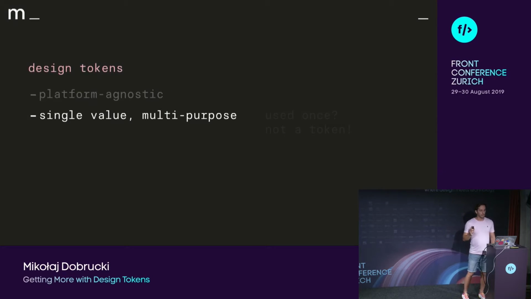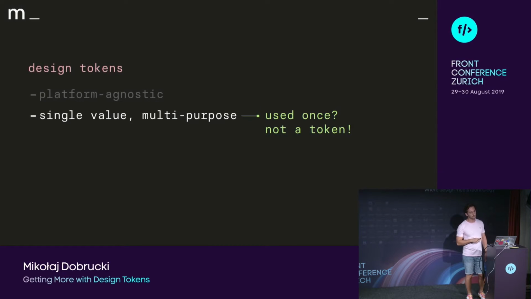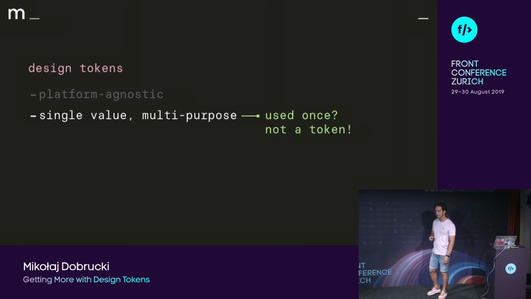Another thing, single value, multi-purpose. Design tokens always have one value. There's a key and there's a value. So color red, sizing big, that's it. That's a single token, but multi-purpose. So we use design tokens for stuff that is used multiple times in a project. If something is used only once, if it's a very unique value, it probably doesn't have to be a token after all.